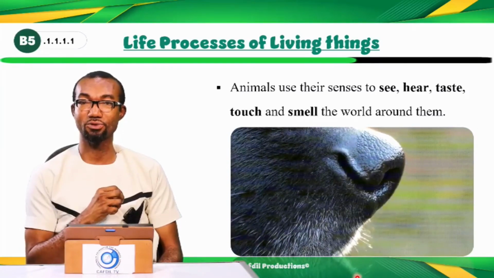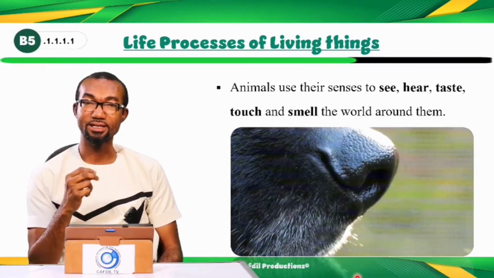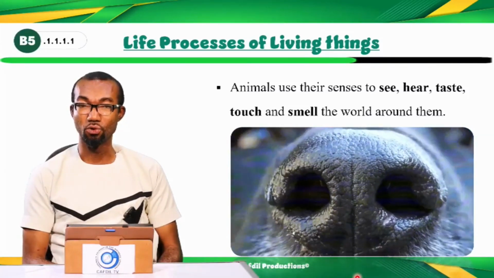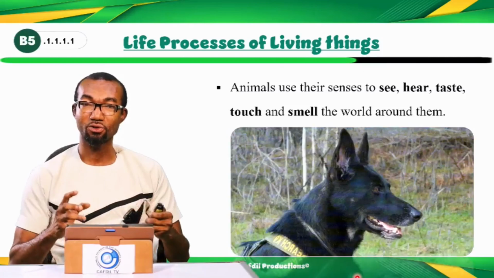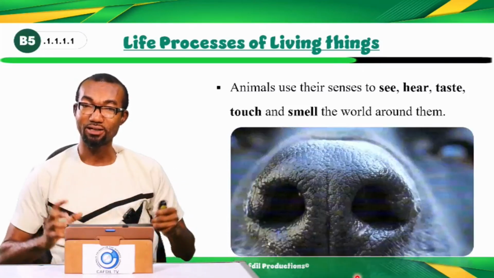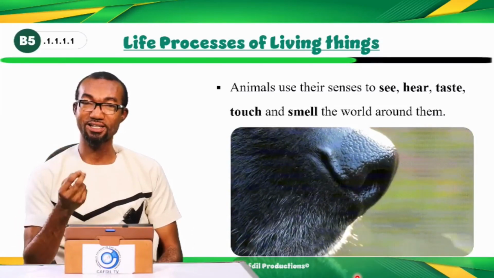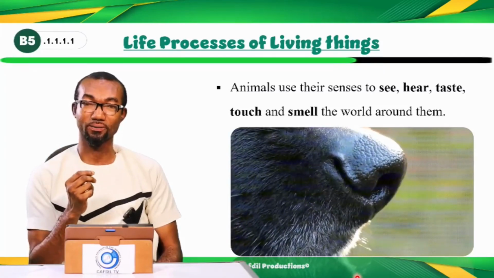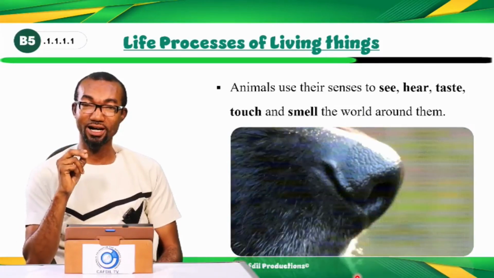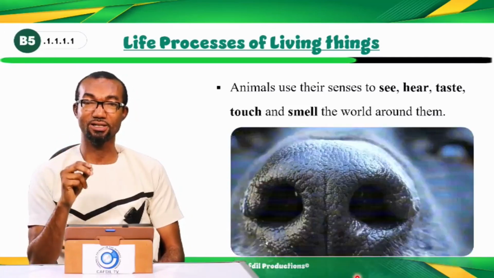They also have eyes to see, ears to hear, tongue to taste, skin to touch, and then smell using their nose. So animals also use these sense organs. Of all the animals in the animal kingdom, the animal with the most powerful sense of smell is the dog. Dogs have the most powerful sense of smell.